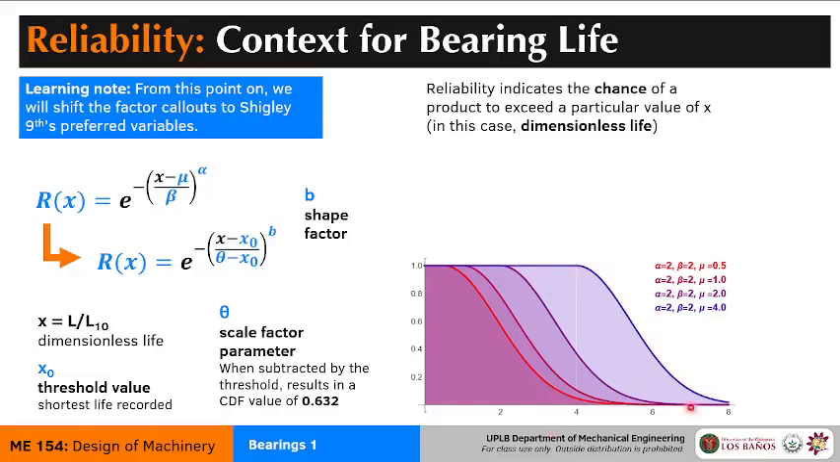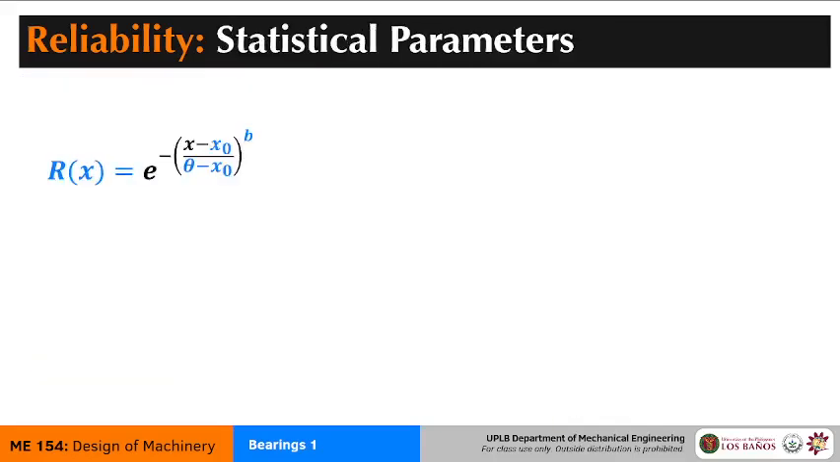So this is the actual reliability function. Just take note, this is how Shigley writes it, but the more generic form, the one that mathematicians and statisticians use, resembles this a bit more. All right, so this is a distribution function. When it comes to distribution functions, just like the normal distribution, we are interested in statistical parameters. What are these statistical parameters? That is the average or the mean, the median, and the standard deviation.